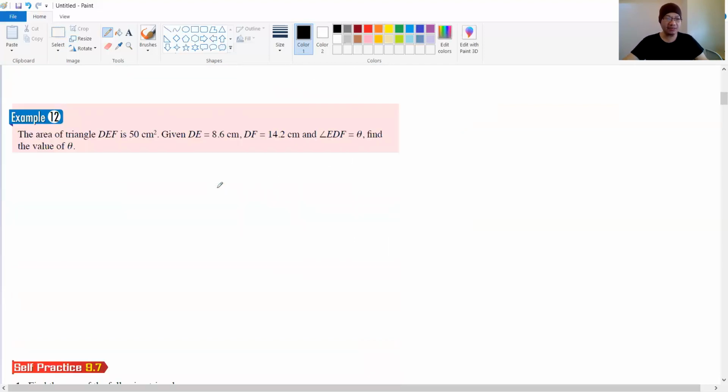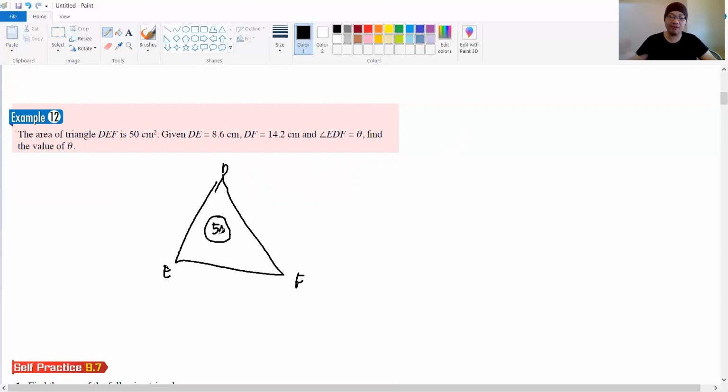Okay, now example 12. We have the triangle DEF. We need to draw DEF first. Okay, D, E, and F. So the area of the triangle is given. I put it in the middle here and I circle it, because I want to differentiate between the length and the area. Okay, so the length DE is 8.6. The length DF is 14.2.